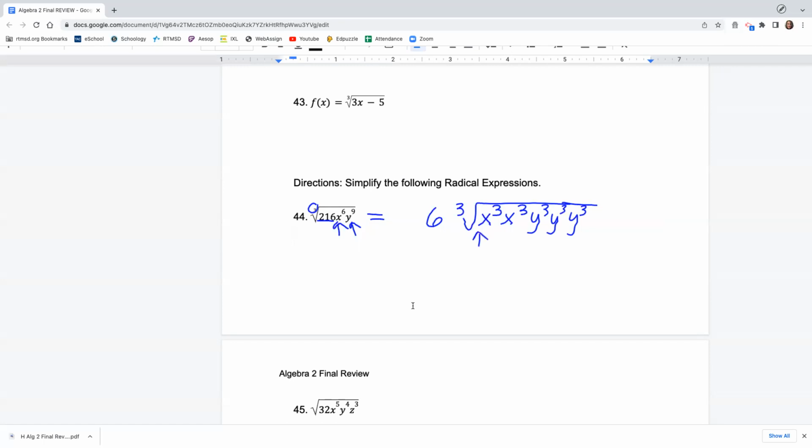The cube root of x to the 3rd power is going to be an x. It comes outside of the root symbol. We can cube root this one as well. We're left with another x, which will turn us into x squared. We can cube root all 3 of these. It'll turn into y times y times y on the outside. So this answer would end up being 6x squared times y to the 3rd power.